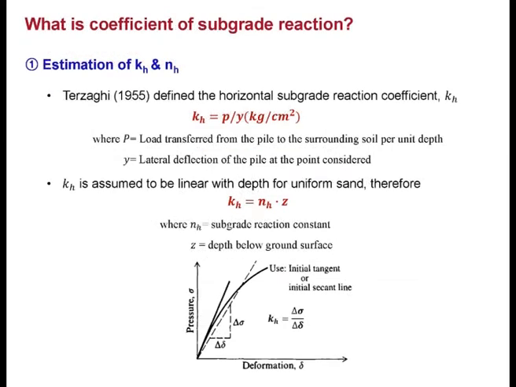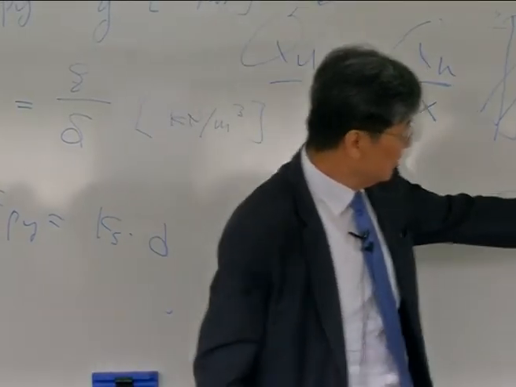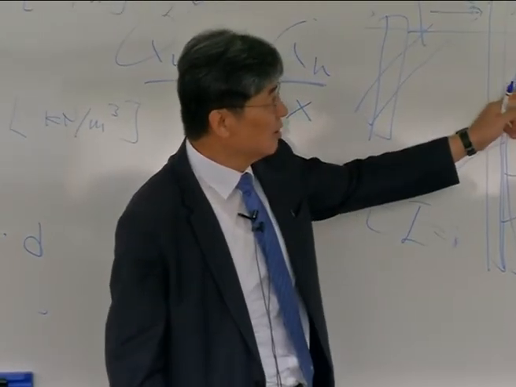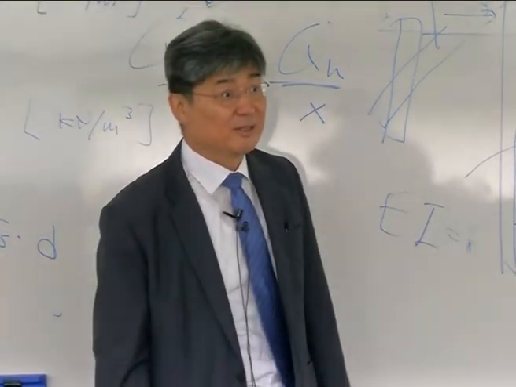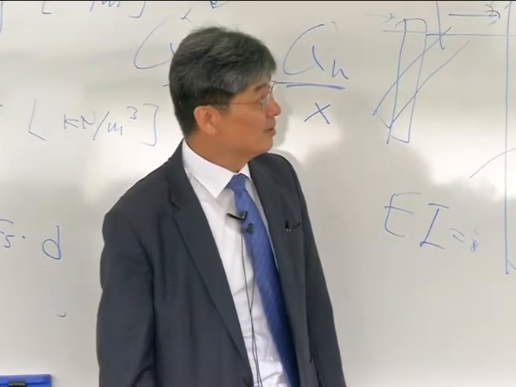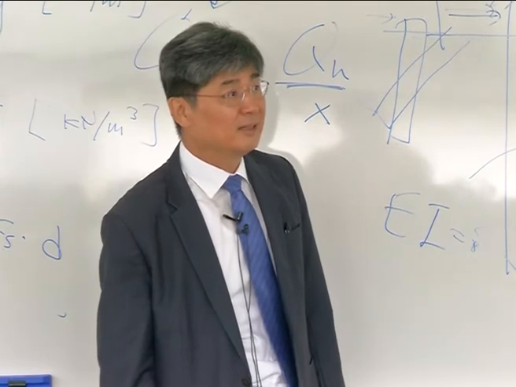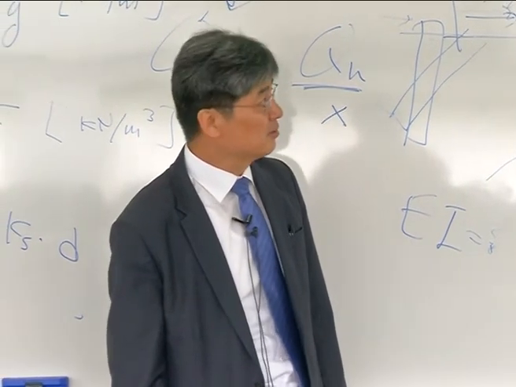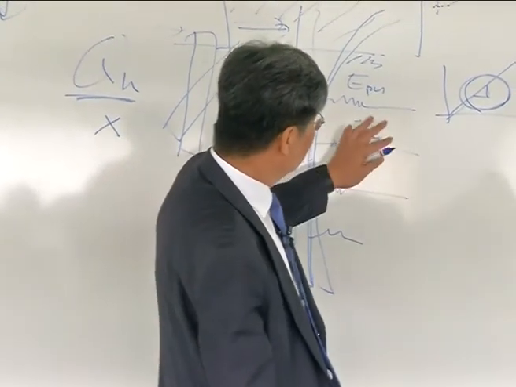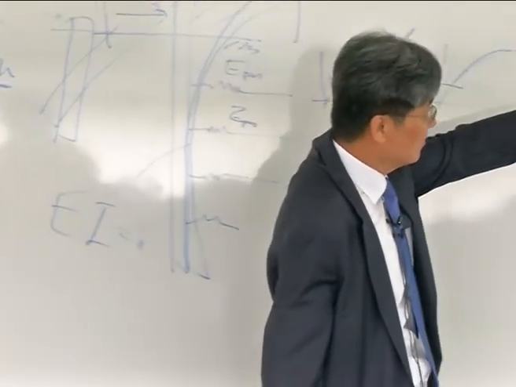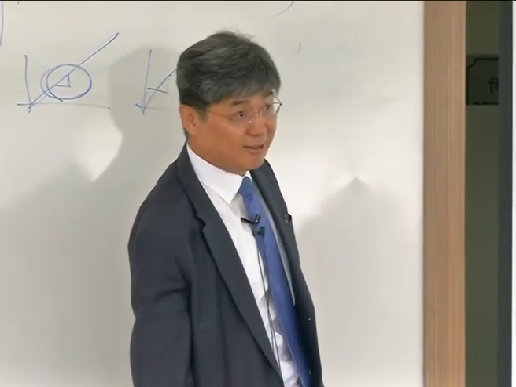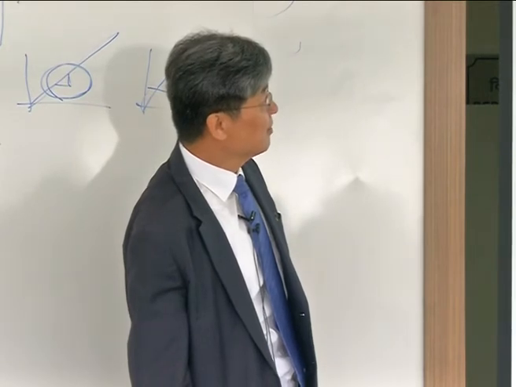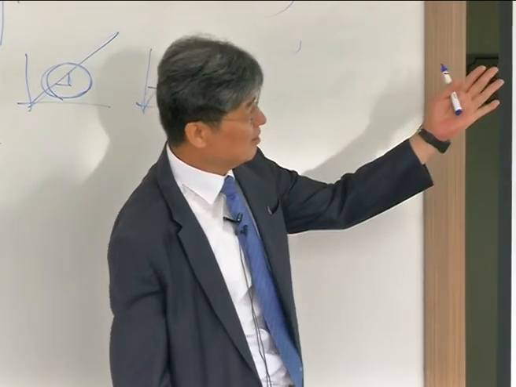I am focusing on the coefficient of subgrade reaction. Why? This spring constant represents the subgrade reaction of the soil. There are many available methods to estimate this kind of modulus. The father of geotechnical engineering, Karl Terzaghi, originally proposed the horizontal subgrade reaction like that.